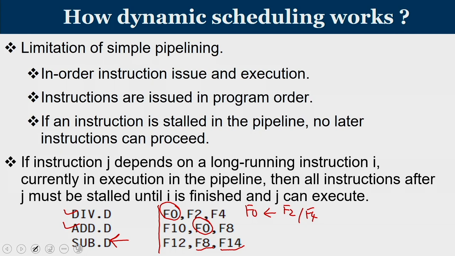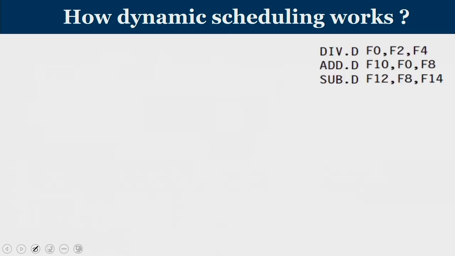In this scenario, if an instruction J depends on a long running instruction I currently in execution in the pipeline, all instructions after J must be stalled until I is finished and J can execute. So if the add instruction is dependent on a long running division instruction already in the pipeline, all instructions after add, from sub onwards, are stalled until the division is over, followed by add executing. So why is there this restriction? Can we think of an option which can still improve on this? That is what dynamic scheduling is all about.